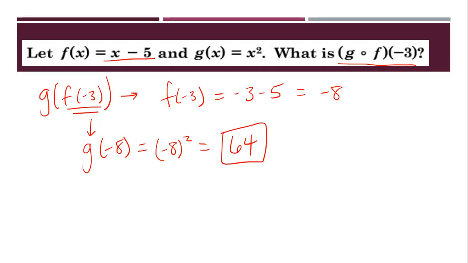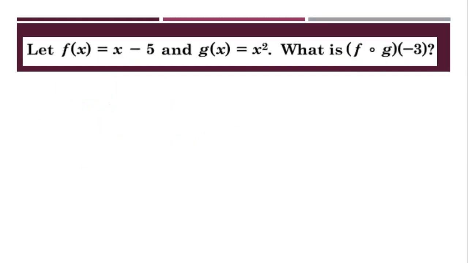Yeah? Are you ready to try without me? Here's yours. Okay, so you have the same f of x and g of x, but this time you have fog. We did Goff, you have fog. So f composed of g at -3.